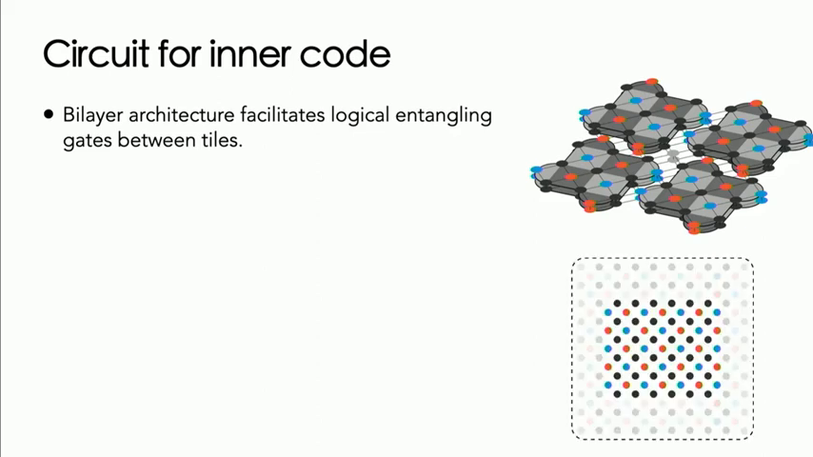Okay, so with this, I can then zoom in and talk about the syndrome extraction circuit as it applies to the inner code. So here too, we're going to be continuing to use a bilayer architecture, and now I can motivate why I did this.